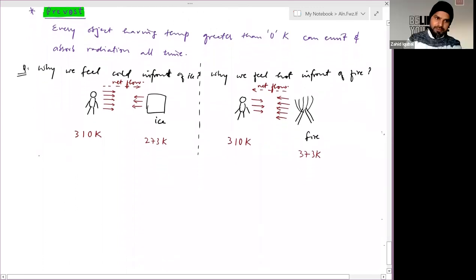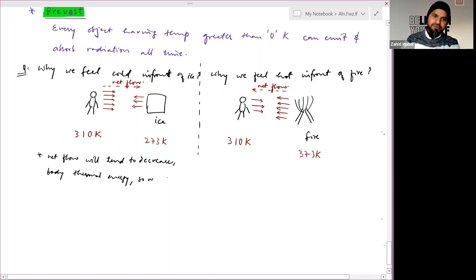Done, sir. So in the first part, the net flow will tend to decrease body thermal energy, so we feel cold, and similarly in the next part as well.